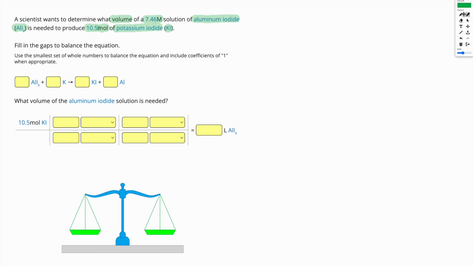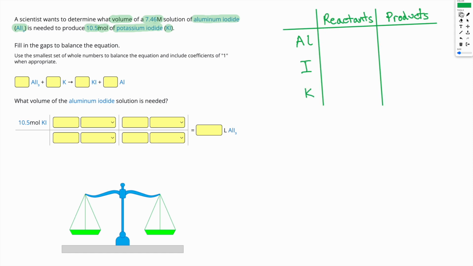So I'll just set up a little table to help me do that. We have aluminium, iodine, and potassium. To start with, in our reactants, we have AlI3. So that's 1 aluminium and 3 iodine. And we have 1 potassium, just K. In the products, we have KI. That's 1 potassium and 1 iodine. And then we also have 1 Al, that's aluminium.